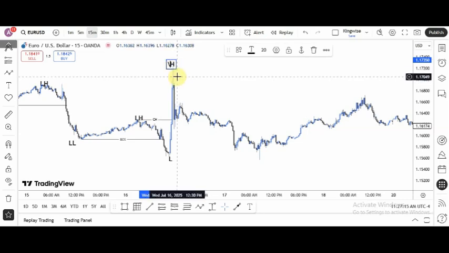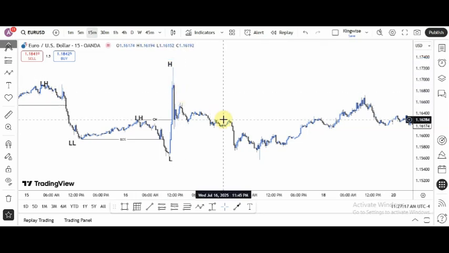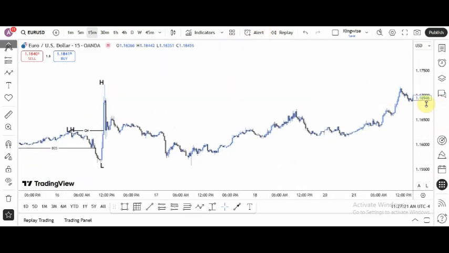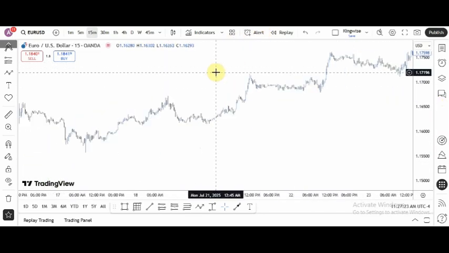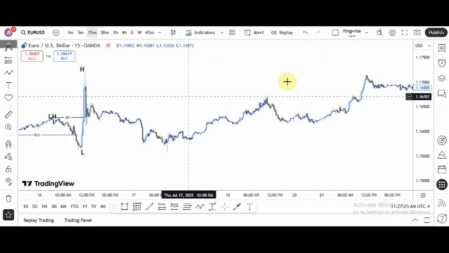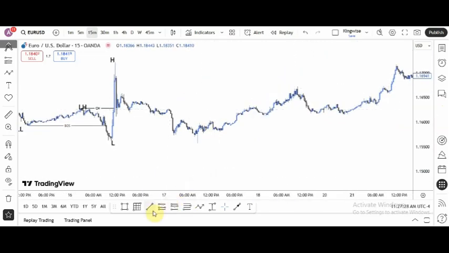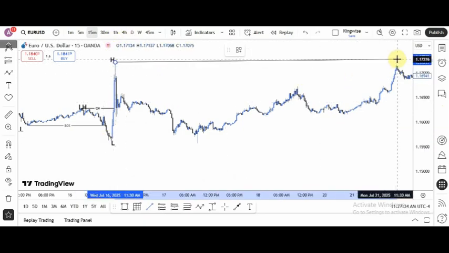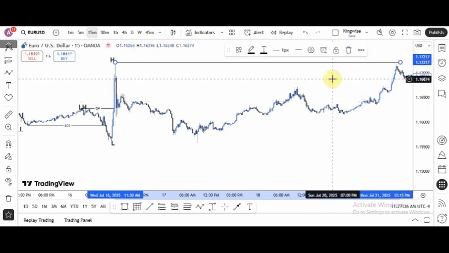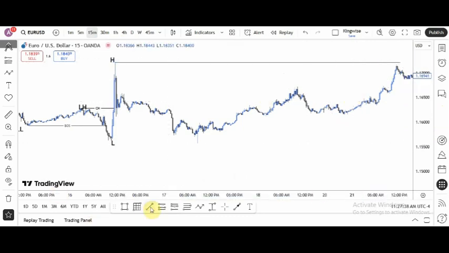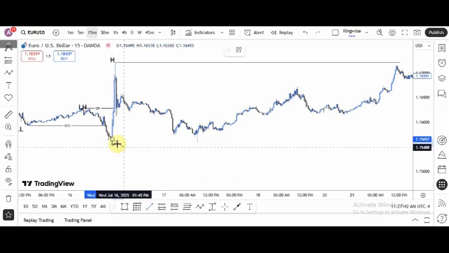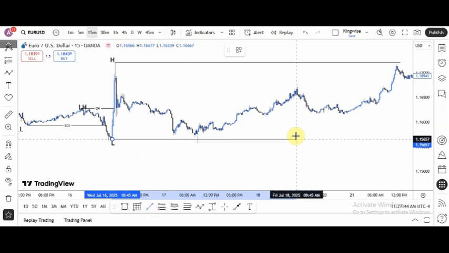This becomes a high. Now, as long as this high here has not been taken, until this high is taken or this low is taken, we are still in the bias of the buy trend.